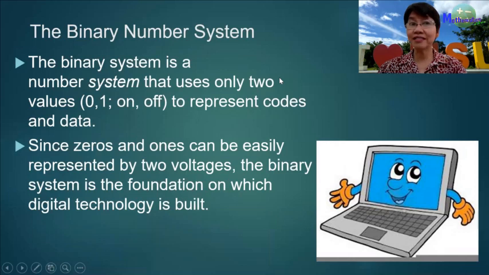Now let's go to a less familiar but very important number system, which is the binary number system. A binary system is a number system that uses only two values, 1 and 0, which stands for on or off, to represent codes and data. Since zeros and ones are easily represented by two voltages, the binary system is the foundation on which digital technology is built.